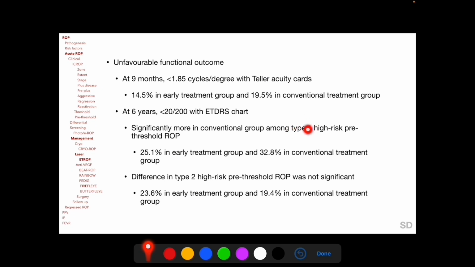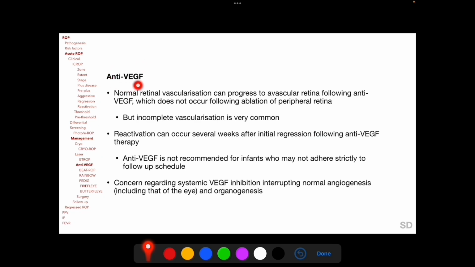Presently, anti-VEGF therapy is an option for treating ROP patients, and anti-VEGF injection in an ROP eye allows normal retinal vascularization to progress and proceed towards avascular retina, which does not occur following ablation of the peripheral retina, either with laser or with cryo. But incomplete vascularization is very common following anti-VEGF therapy. As we have discussed earlier, reactivation of ROP can occur several weeks after initial regression following anti-VEGF therapy, and so anti-VEGF therapy is not recommended for infants with ROP who may not adhere strictly to the follow-up schedule.